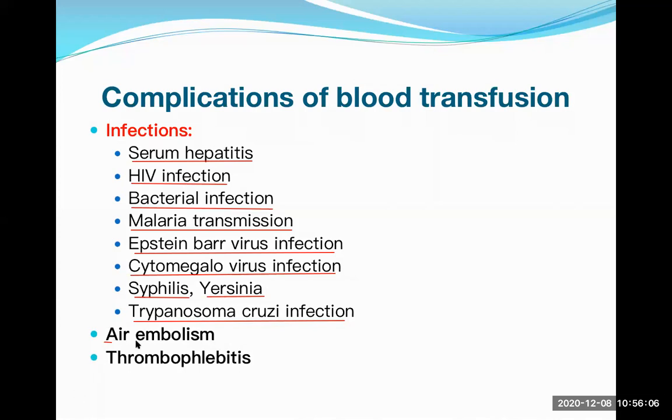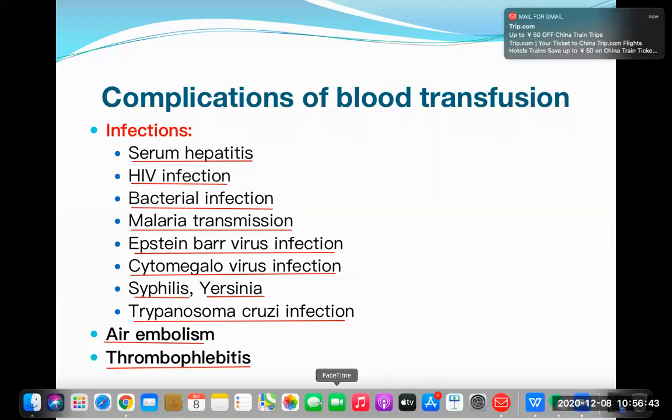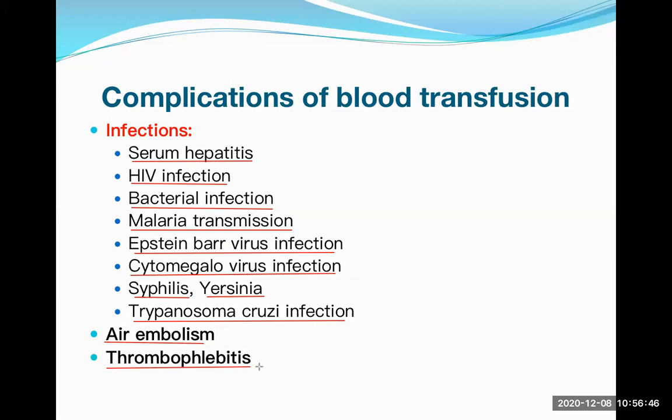Now, air embolism can occur during blood transfusion. How does air embolism occur? If the monitoring was not properly done by the sisters, the blood packet is already empty, but the cannula is not taken out, then some air bubbles may enter the vein and lead to air embolism. But this type of air embolism is not very serious because a very slight amount of air will go inside. Nevertheless, you can list it here as a complication. Thrombophlebitis can occur. This is infection or inflammation of the superficial vein through which the blood transfusion is given.